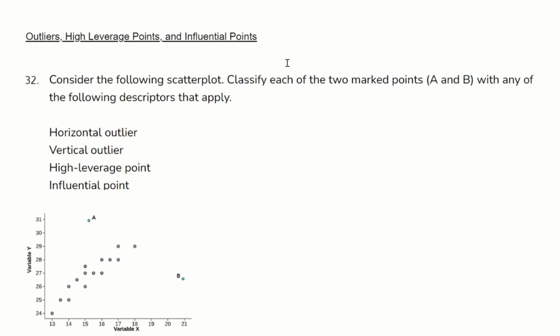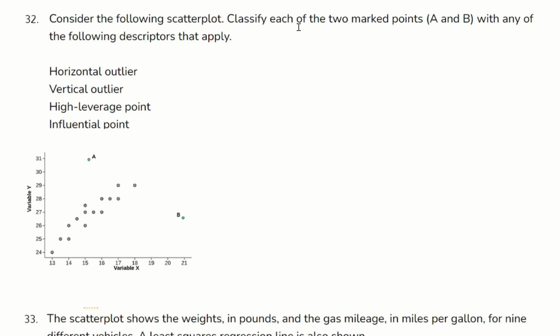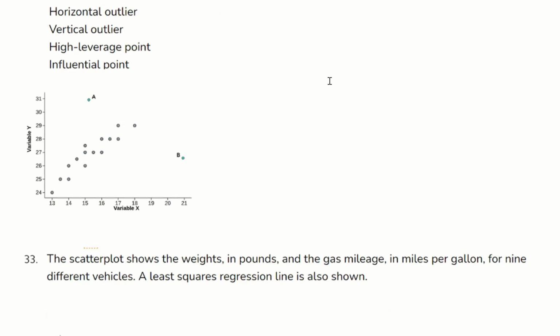All right, so now we're looking at outliers, high leverage points, and influential points. This is still technically part of lesson 2. Lesson 2 is the meatiest lesson of the bunch, which is why this video is going to be longer. But here, let's go look at 32. Consider the following scatter plot. Classify each of the 2 marked points, A and B, with any of the following descriptors that apply.